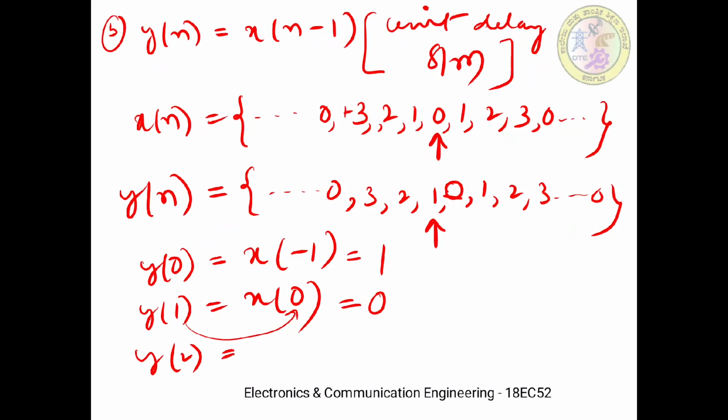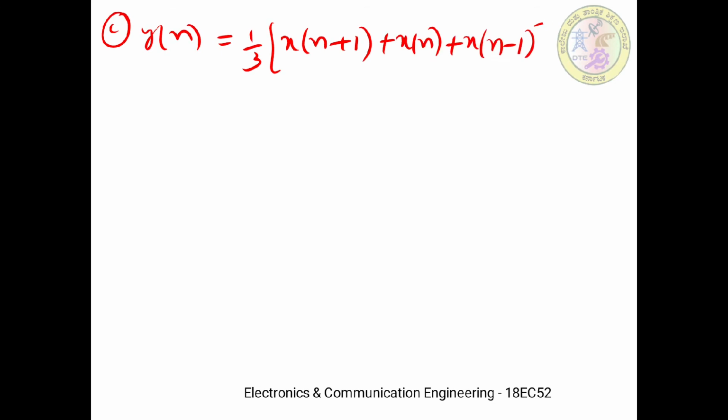Similarly, we can go on writing the examples. y of 2 is nothing but x of 2 minus 1, that is x of 1, which is nothing but 1. So this is another relationship, and this relationship shows a unit delay system. Similarly, let us consider one more relation, which is like this.